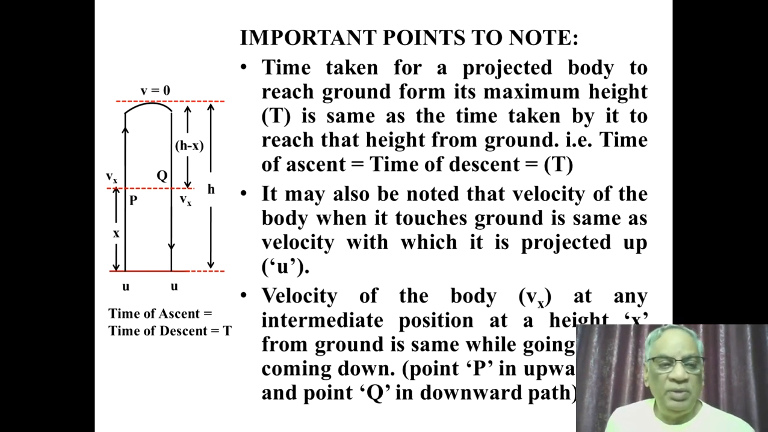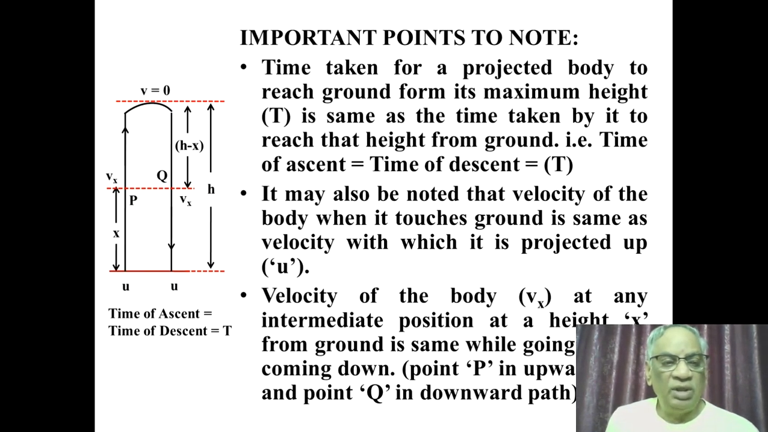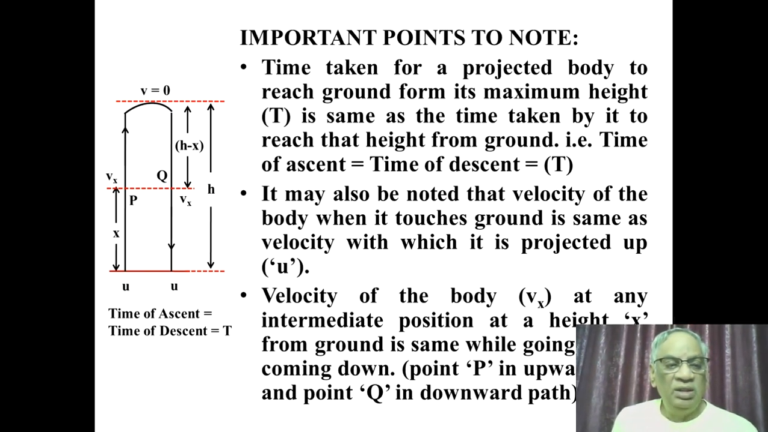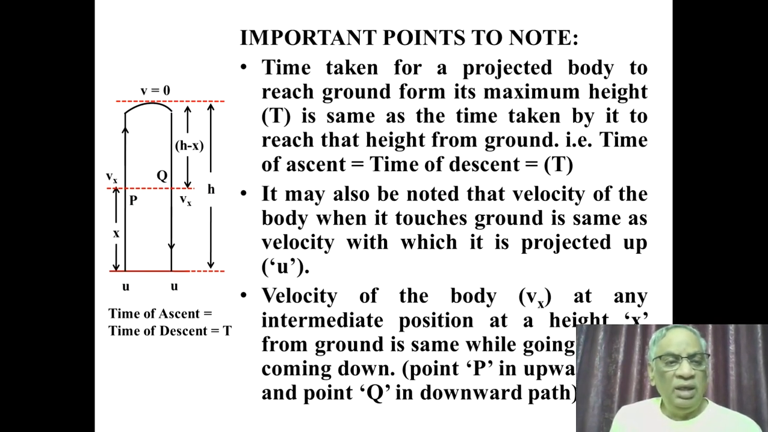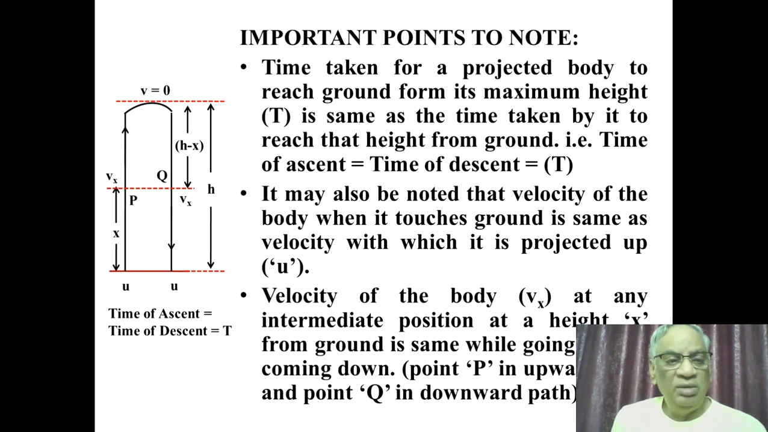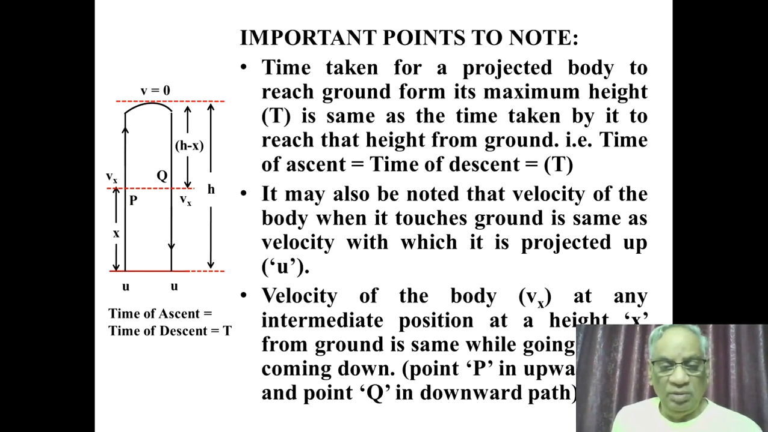So at any intermediate position like points P and Q on the upgoing journey and the return journey of the vertically projected body, the velocity is the same, Vx. That means from the ground at a distance of x, if the velocity is Vx, then the velocity at h minus x from the top position is also Vx. That is, points P and Q at the same height from the ground have the same velocity. This is the important point we have to remember.